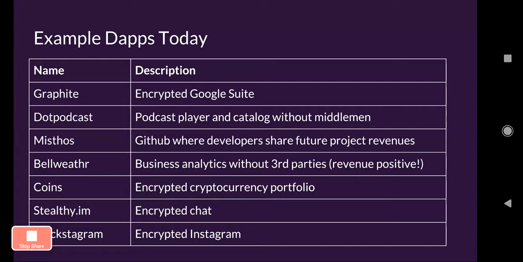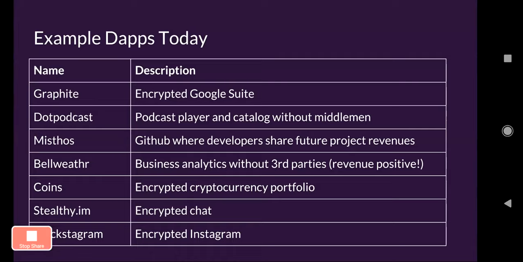We have a revenue positive app called Bellwether, which does business analytics without third parties. You upload your business data to your browser and not to a third party. You sign in with Blockstack, you train a machine learning model to figure out trends in your customer data, and you keep your models to yourself. There are people, it just turns out, as these guys discovered, that need this for their businesses, and they could not have achieved this without Blockstack.